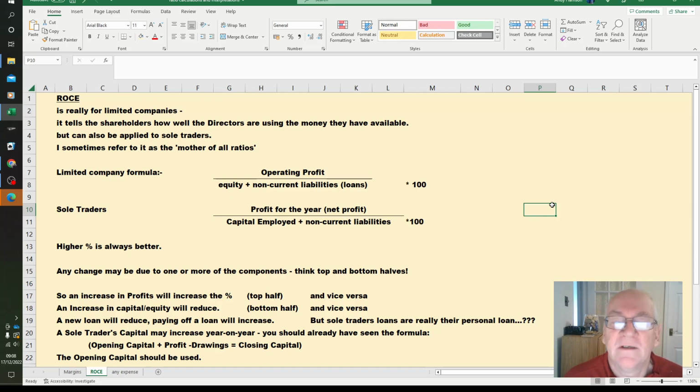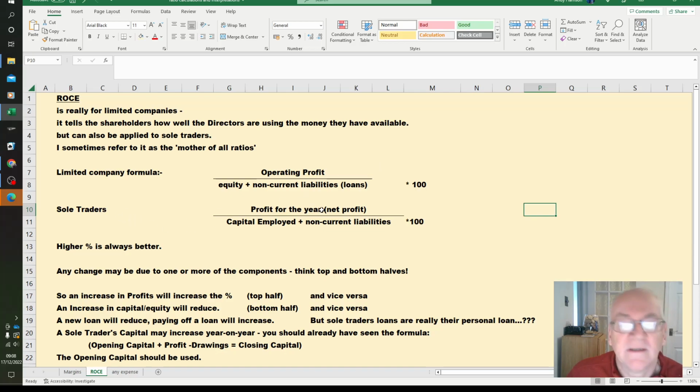Possibly the first one you do is at an AGM when somebody hands you a copy of the financial statements. So the formula for a limited company is operating profit over the equity plus the non-current liabilities. Now I haven't seen this in the AAT practice papers, but I have seen it in some of the publishers' question banks, which is why we need to understand the difference. But by and large it's still telling you the same thing.